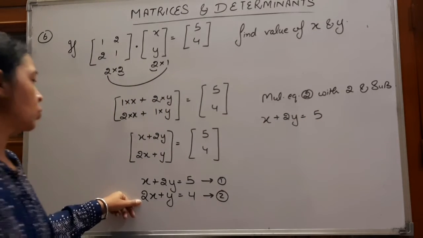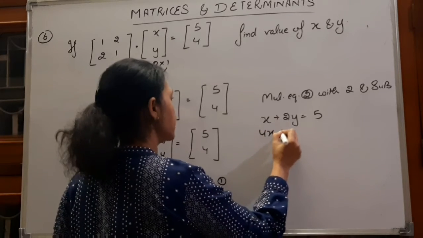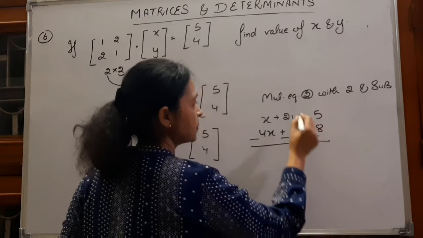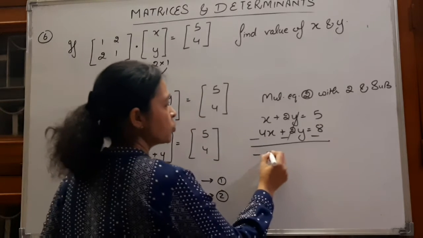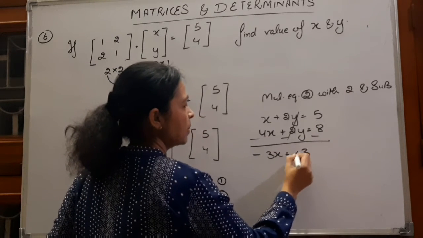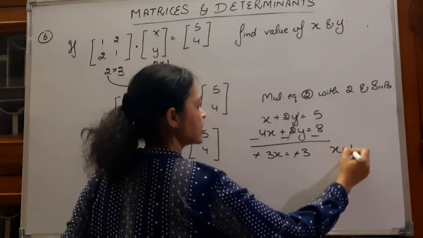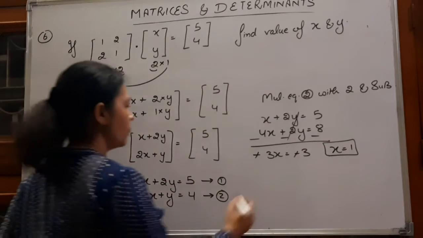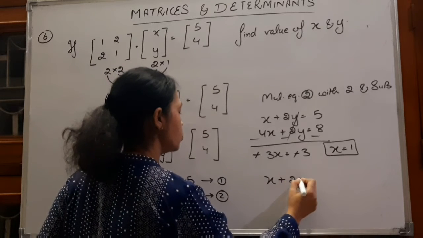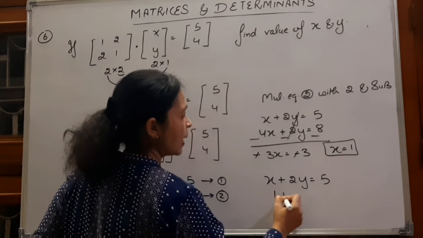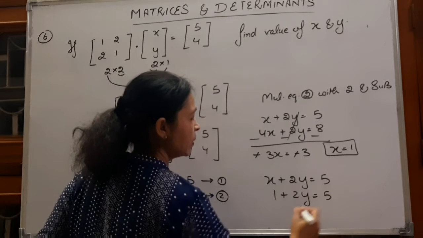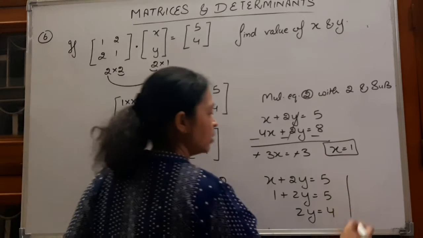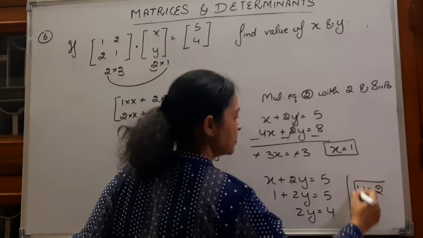Multiplying equation 2 with 2, we will get 4X plus 2Y equals to 8. Sign change. Minus 3X equals to minus 3. Minus minus cancel. The value of X is 1. What about Y? Put the value of X in equation 1. X plus 2Y equals to 5. 1 plus 2Y equals to 5. 1 on the right hand side, 2Y equals to 4. And the value of Y is 4 by 2. That is 2.